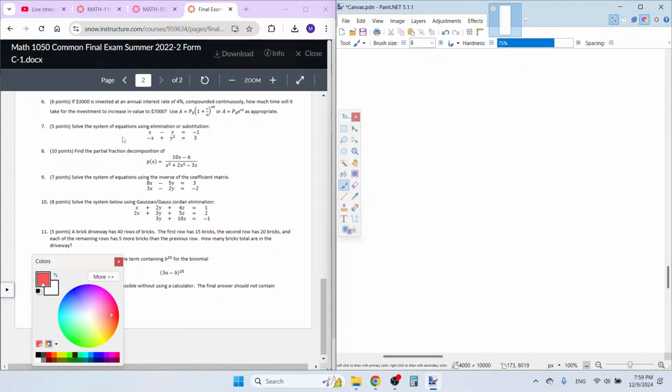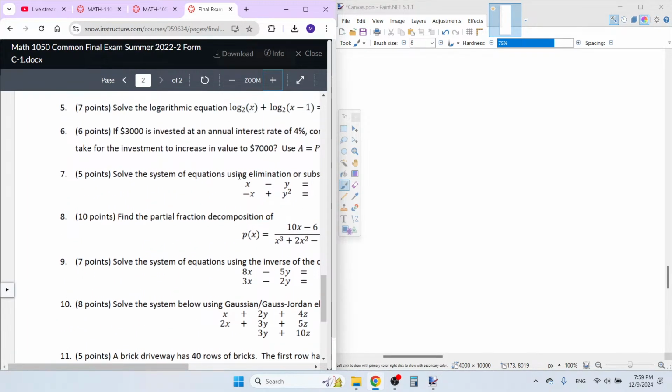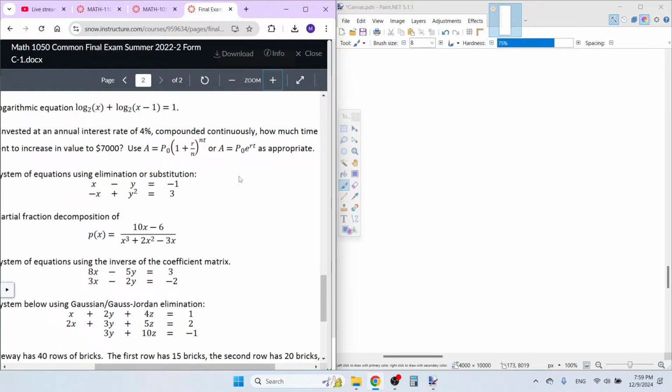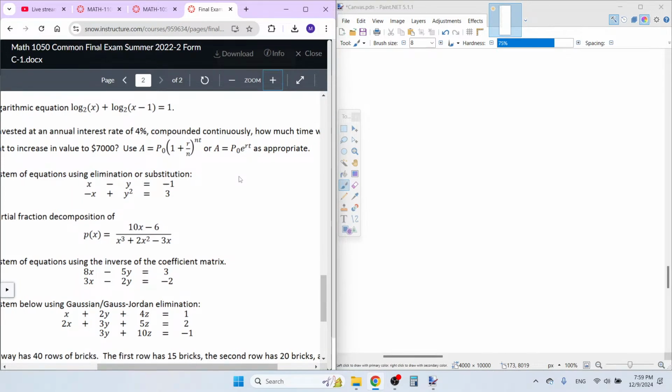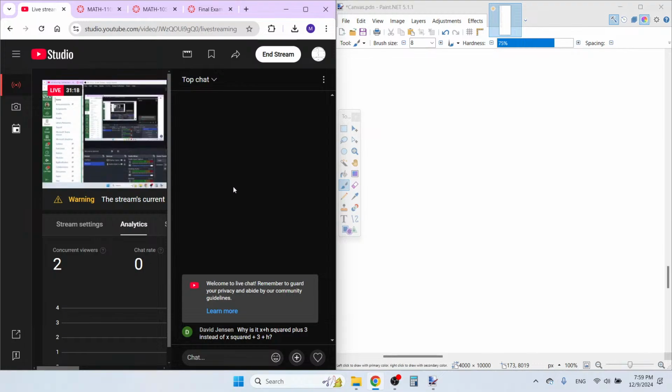If $3,000 is invested at an annual interest rate of 4% compounded continuously, how much time will it take for the investment to increase in value to $7,000? And then it gives you these two equations. So we have to know which one to use. And maybe I need to make this bigger so people can see. So, which of these two equations should we use? Anyone know?